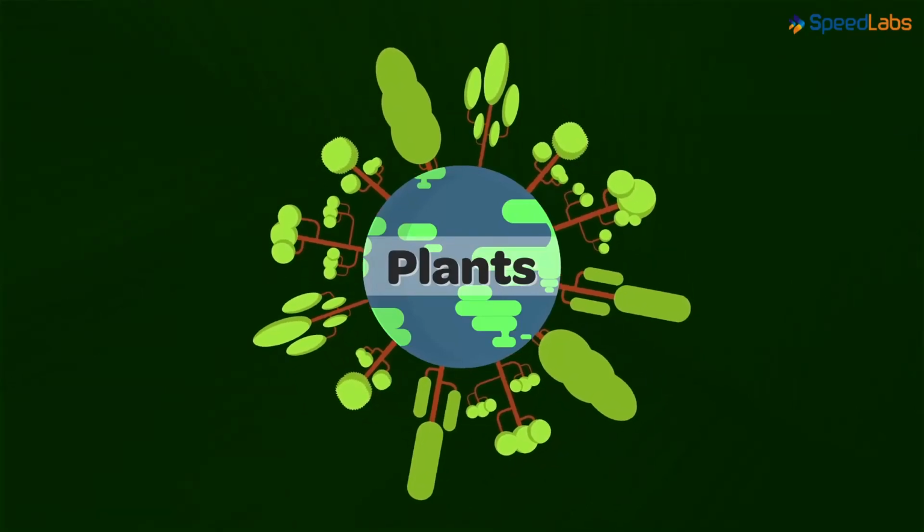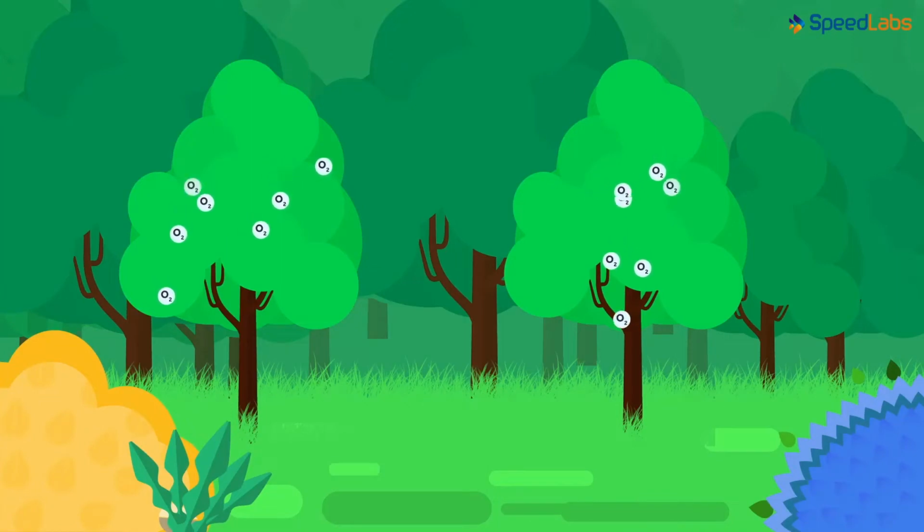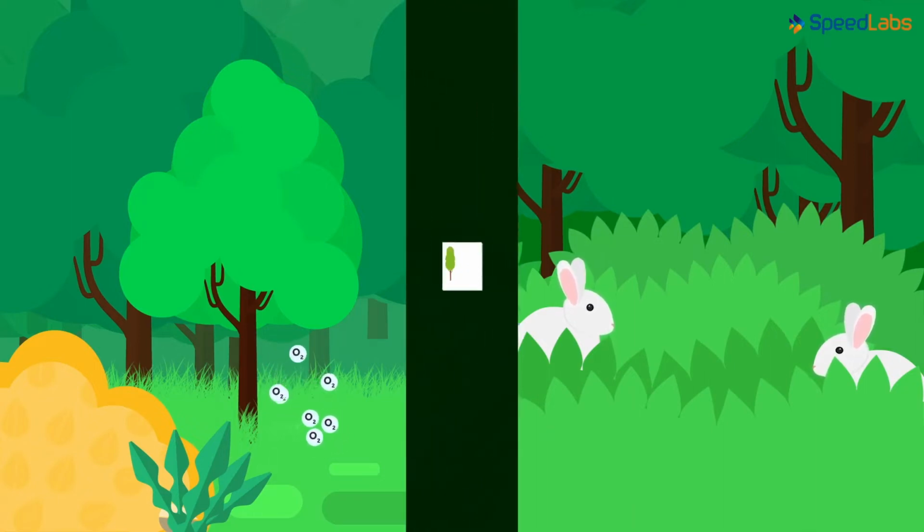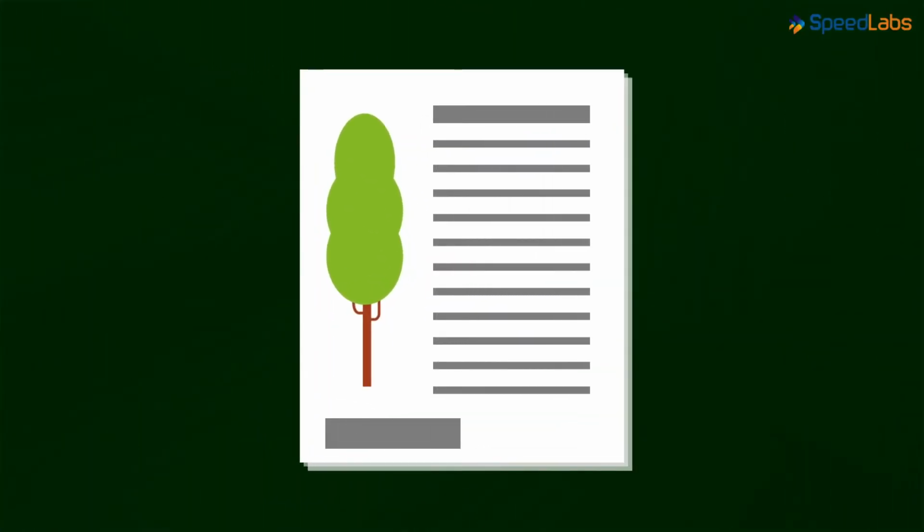Plants dominate our planet in many ways. Right from providing us with life-sustaining oxygen to being the beginners in the food chain, plants play a vital role in our lives. But studying plants is not all that easy.